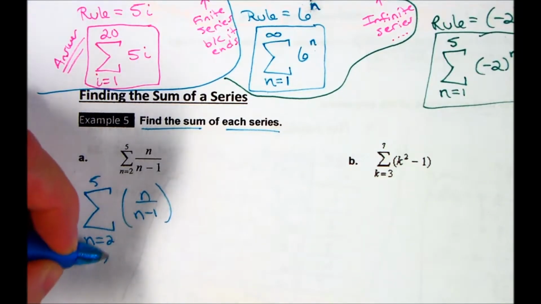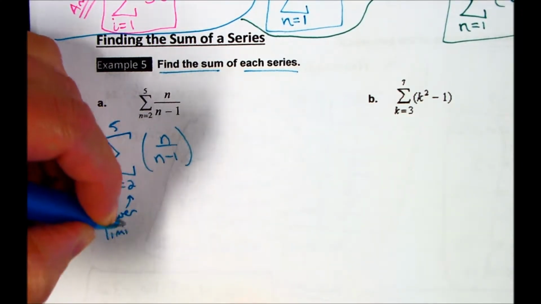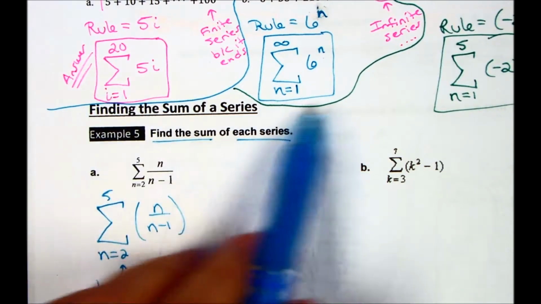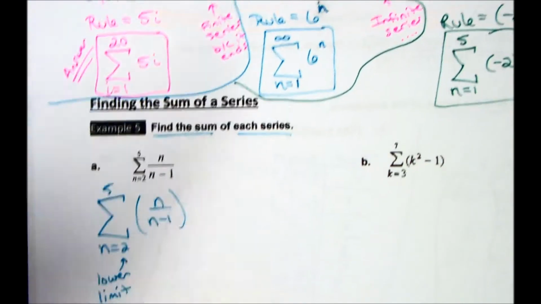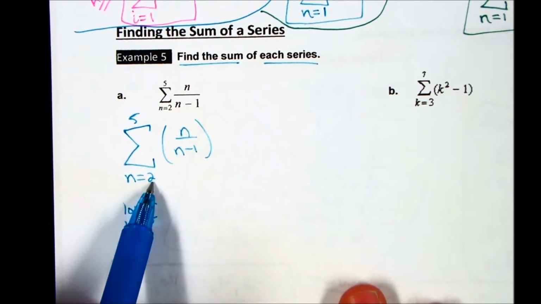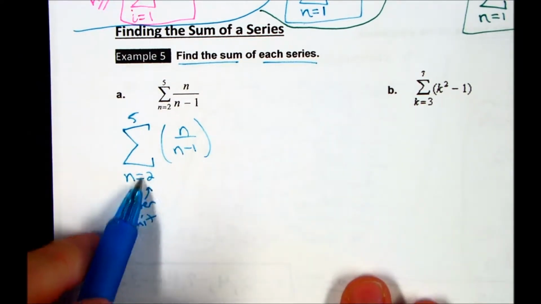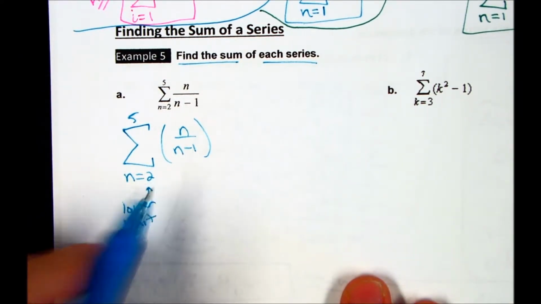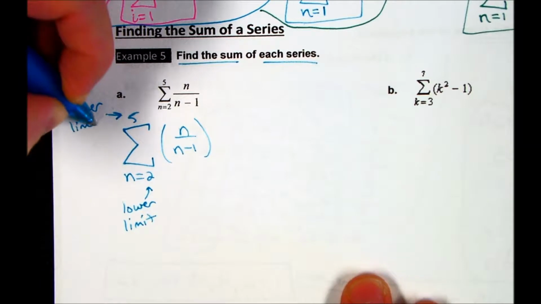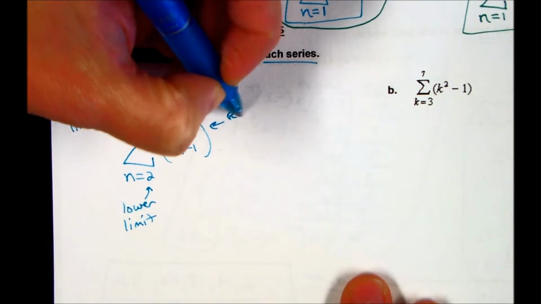So the 2 is my lower limit. And some of you are thinking, I thought all the lower limits had to be 1. Well, in a lot of these, yes, everything that we've done so far, the lower limit has been 1, but it doesn't always have to be 1. So you could have a lower limit of 2. So be careful of that when you're doing problems in your homework or on a quiz or a test. If that's a 2, then you have to start with 2. You're not going to start with 1. And then this is your upper limit. And then this thing here in parentheses is your rule.